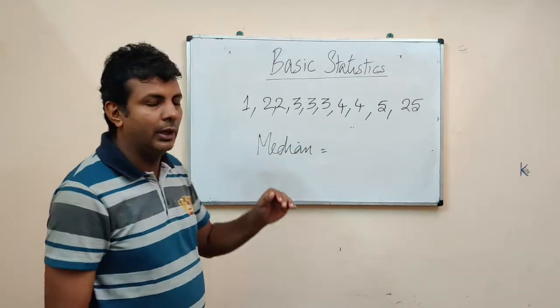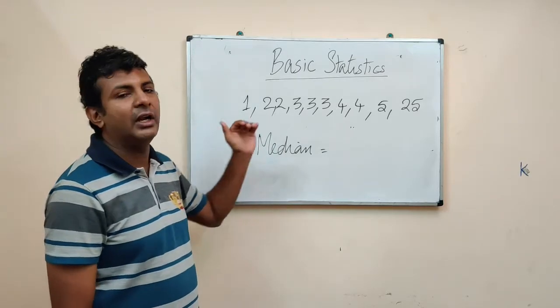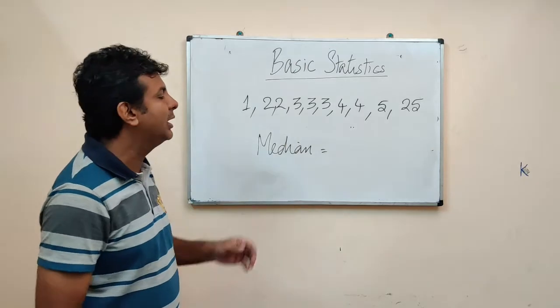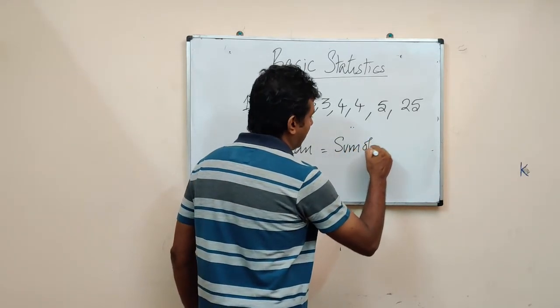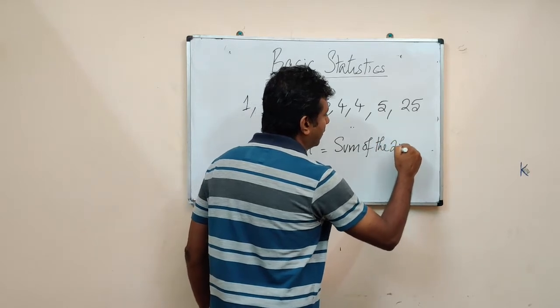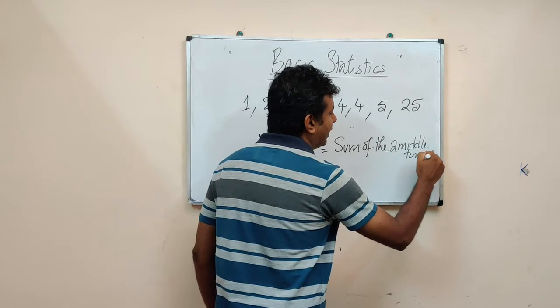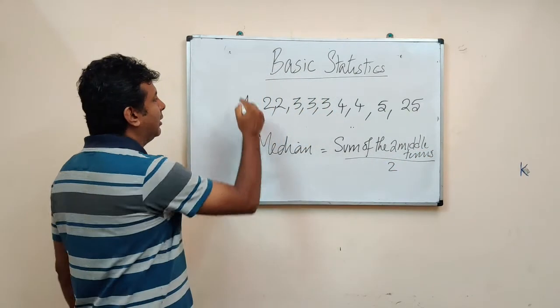So what do we do? In case of a set having an even number of numbers, the median will be the sum of the two middle terms divided by 2. Here, which are the middle terms?